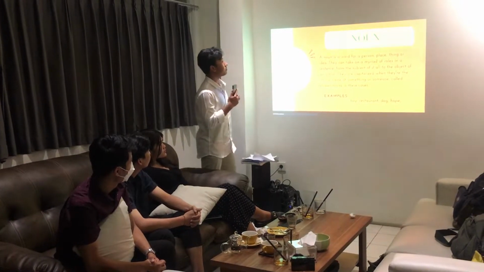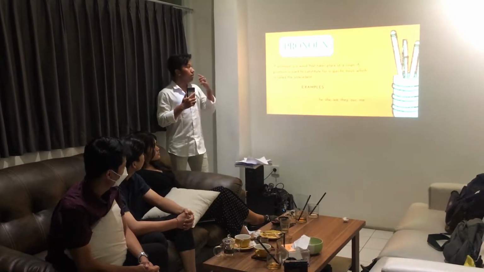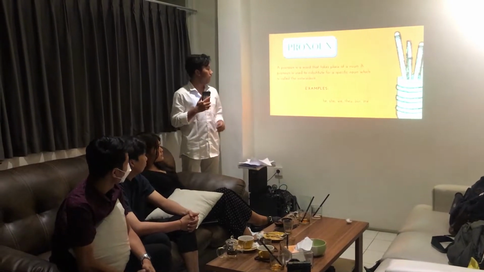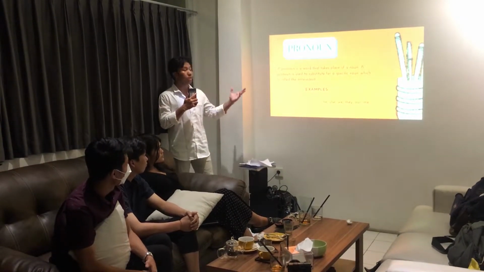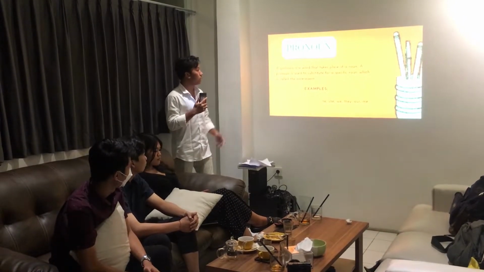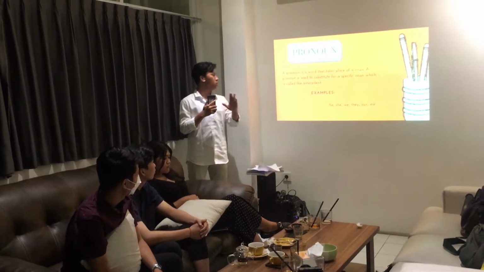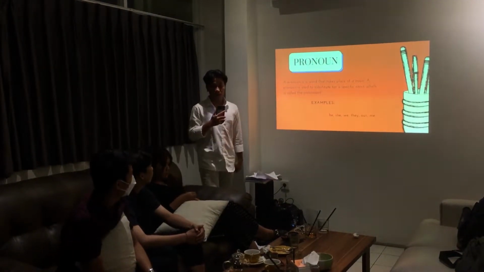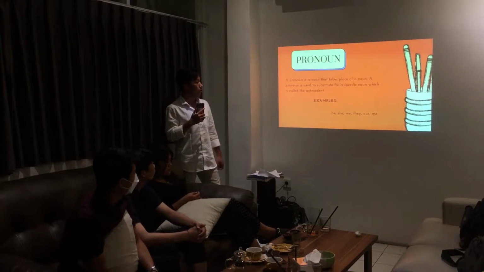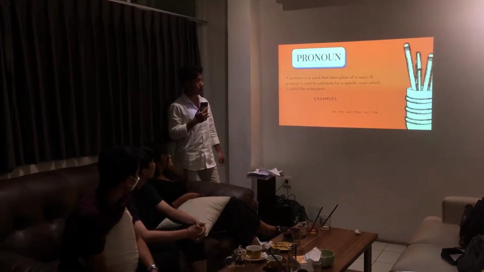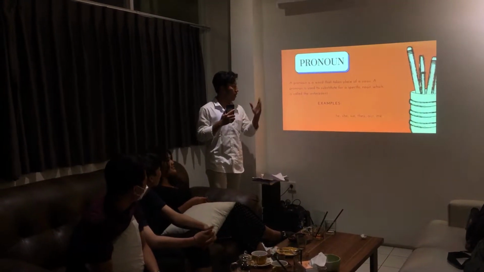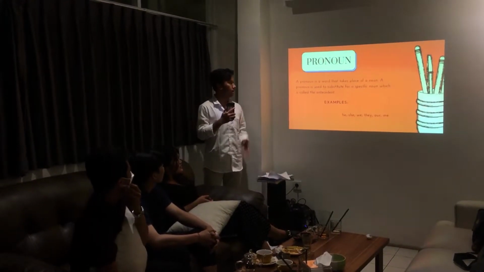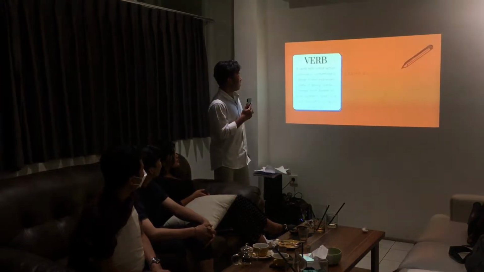Now, next slide, please. Right, the second one we have is pronoun. A very similar name with noun, but different. A pronoun is a word that takes the place of a noun. A pronoun is used to substitute for a specific noun, which is called the antecedent. It's a very complicated word. I'm sure that you don't know the meaning of antecedent, because I don't know either. The examples of pronoun would be he, she, we, they, our, and me. Right, next slide, please.